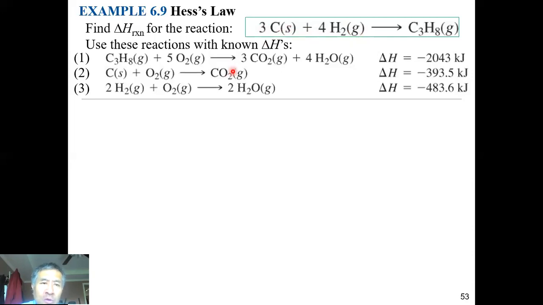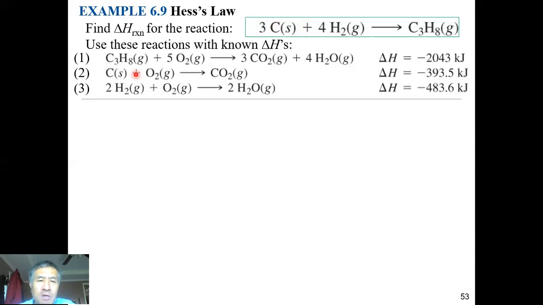Now you examine: do we have carbon solid in reaction equation one? No, we don't. We have it in equation two, C(s), and we don't have it in equation three. We only have C(s) in equation two, so that is where you start. In this equation, you want this C solid on the left side of the arrow, and equation two gives you C(s) on the left side of its arrow.